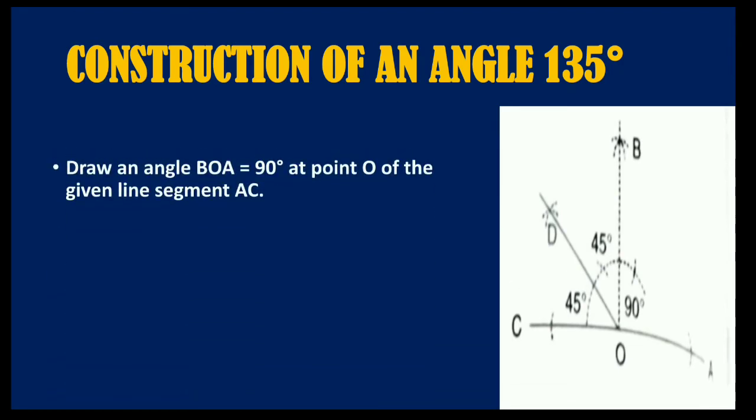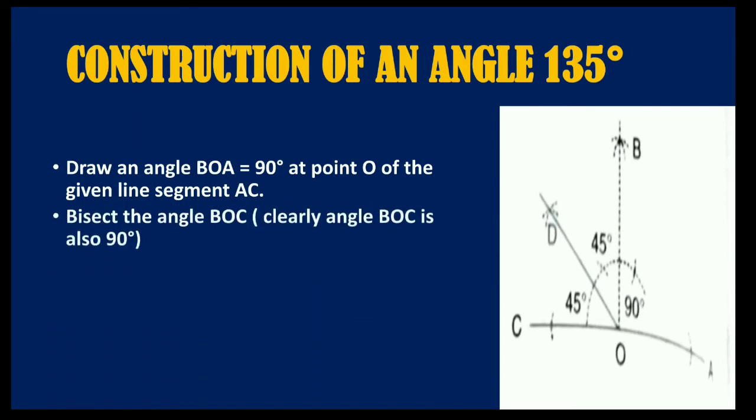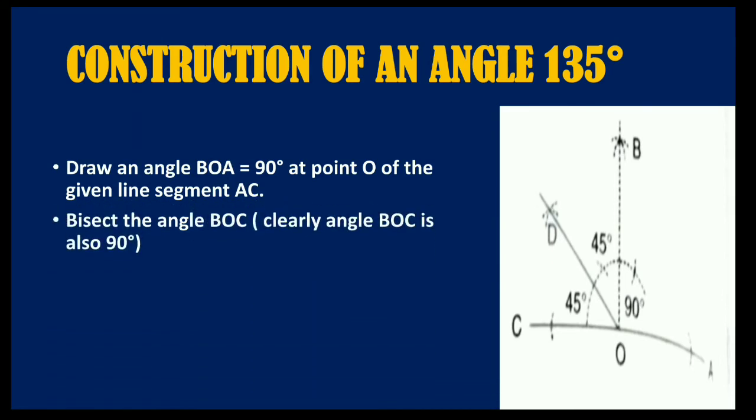Draw an angle BOA at 90 degree at point O of the given line segment AC. Now bisect the angle BOC. Bisect the angle BOC. Clearly angle BOC is also 90 degree. Thus BOD is equal to COD is equal to 45.